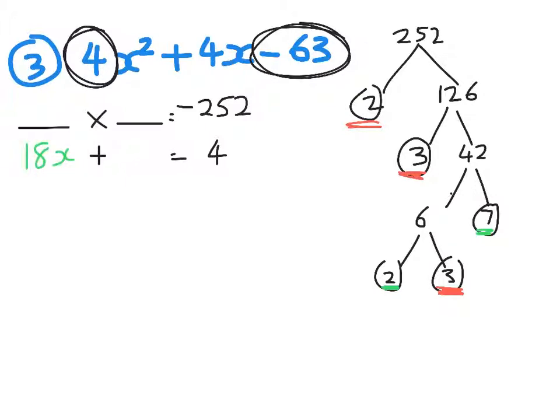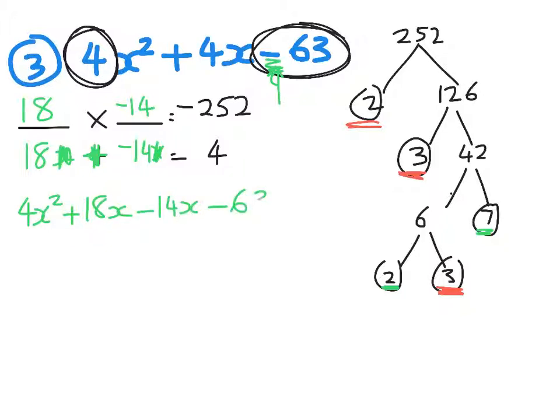We're going to do 18x plus negative 14x. Let's not have the x's in there. Okay, sorry guys. Get rid of the x's. And we know that 18 times negative 14 will give me what I want there. I've deliberately picked ones in here which have got a minus sign here to make them a bit harder. So we get 4x squared plus 18x minus 14x minus 63.